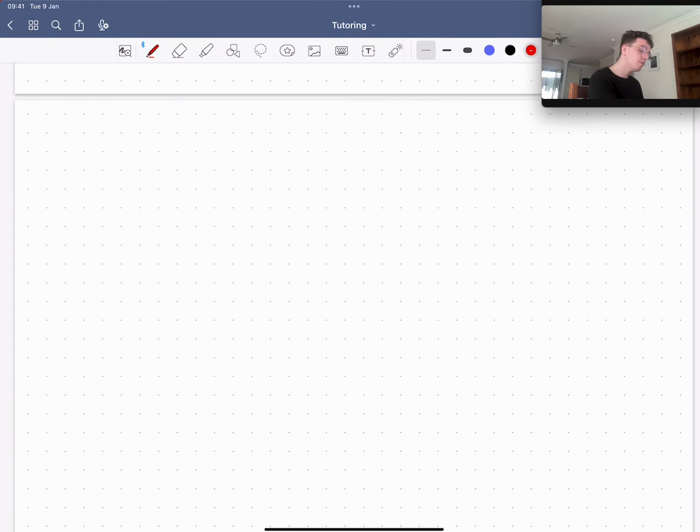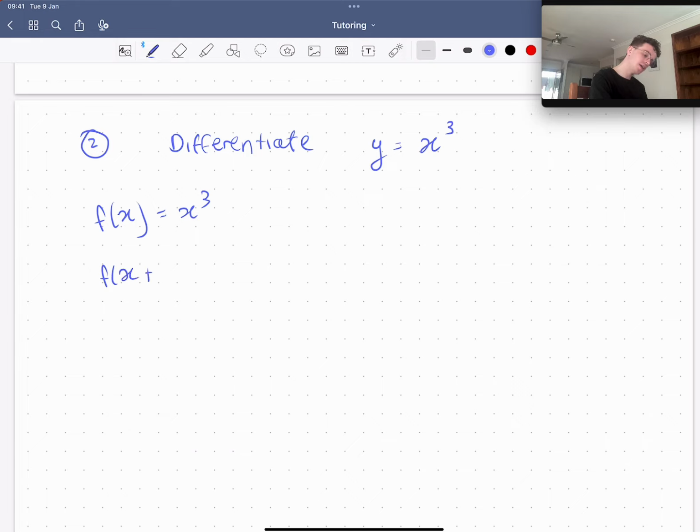Okay, let's do one more differentiation. So we're going to differentiate, let's differentiate y equals x cubed. So, first up we go f of x is equal to x cubed. f of x plus h is equal to x plus h cubed, which is equal to x cubed plus 3x squared h plus 3x h squared plus h cubed.